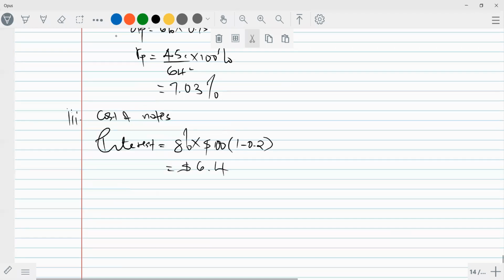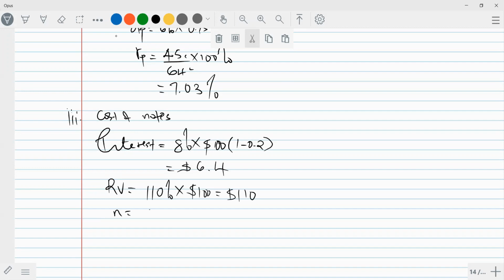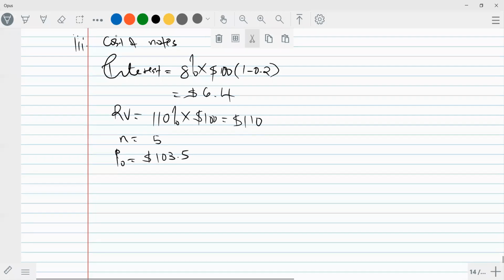Then redemption. We are told that the redemption will occur at year 5, at 110%, or 10% premium to the nominal value, which in this case is $110. The current market value P naught is equal to 103.5. We have all the variables we need to estimate the cost of debt by the use of the IRR method.